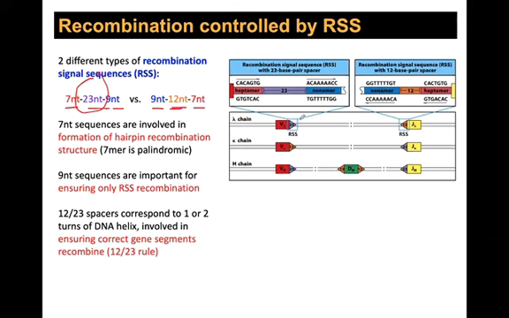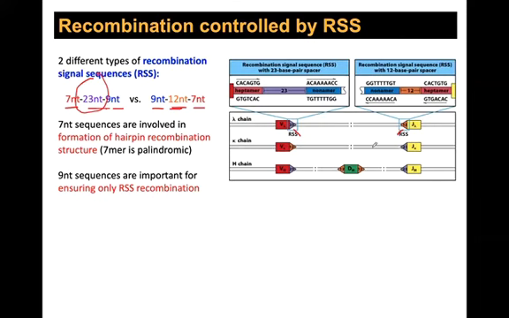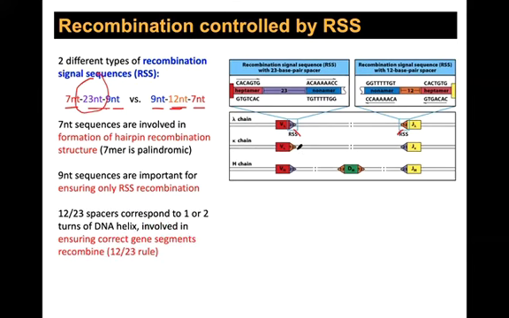So if we go back and look, we just did a cartoon form, for the lambda chain, the V gene segments have a 23, and the J gene segments have a 12. Now we've only drawn one here, but all the V's have a 23 and all the J's have a 12. For the kappa, it's just the opposite, right? The V's have a 12 and the J's have a 23.